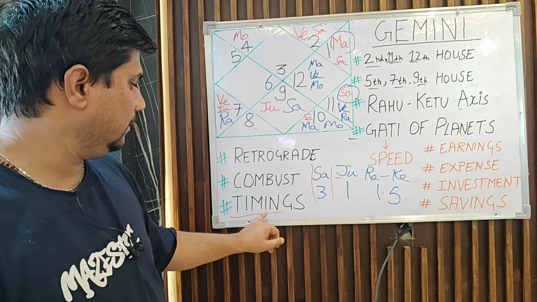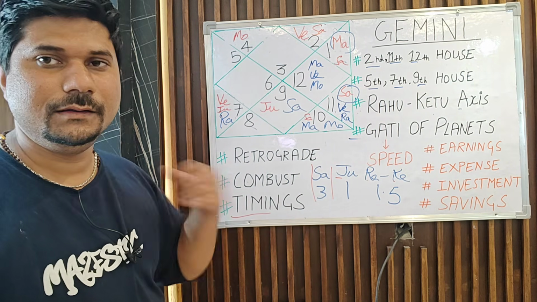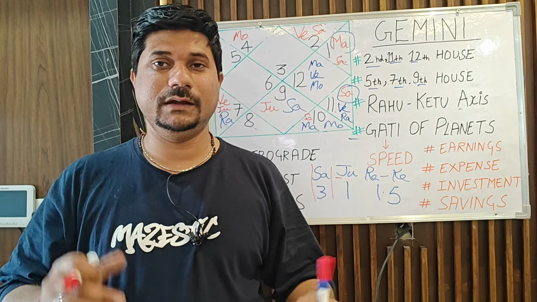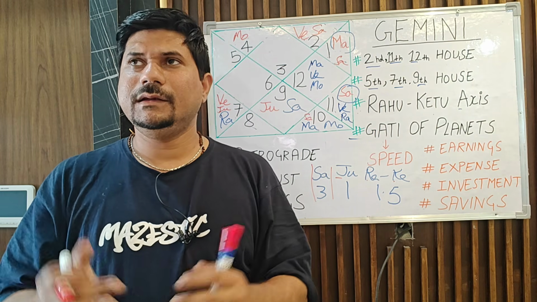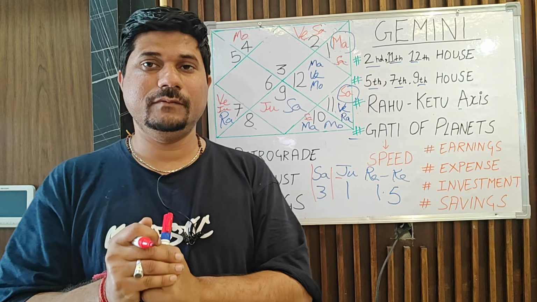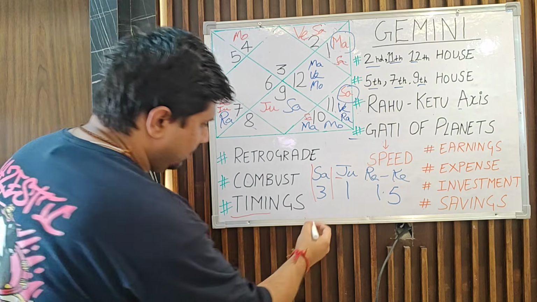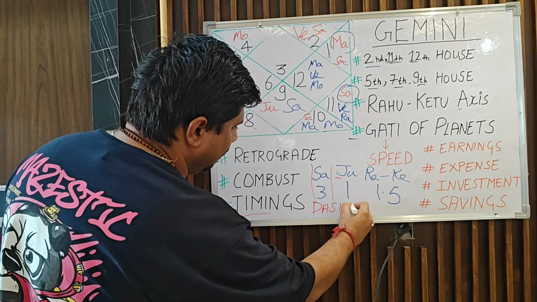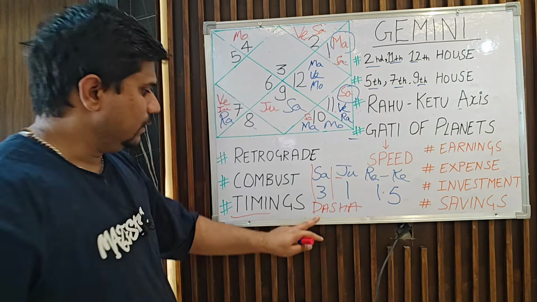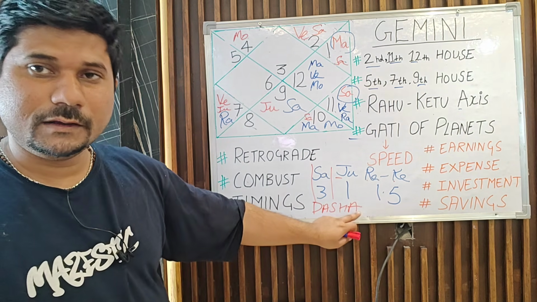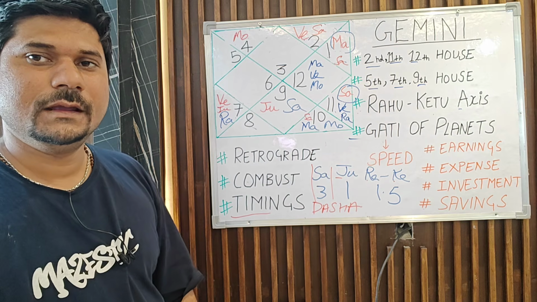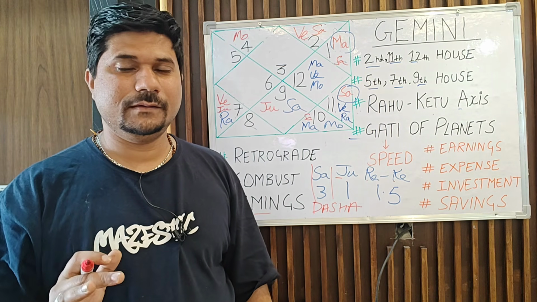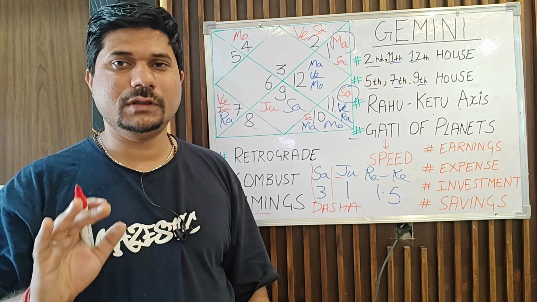Now understand one thing, how timings are seen. How do you see when I'm going to gain or attain a huge amount of money and wealth in my life? See, timings are first of all determined with the help of a dasha. I will write it in brackets: D-A-S-H-A. The dasha system is very important. Dasha means timings. Specifically, 90 to 95% of charts use Vimshottari Mahadasha.